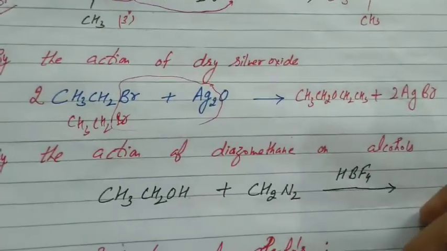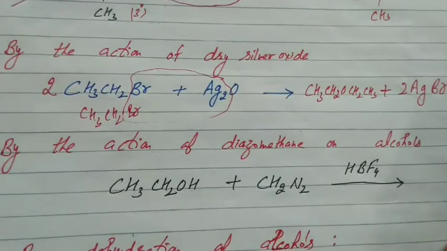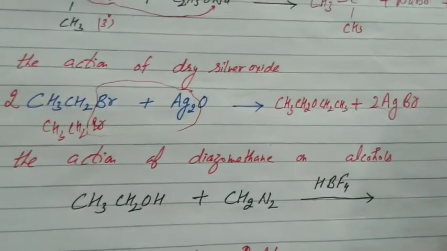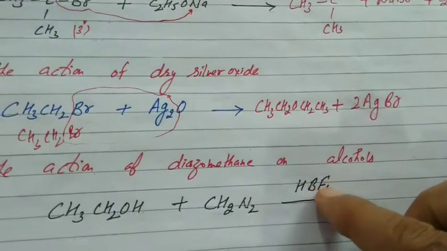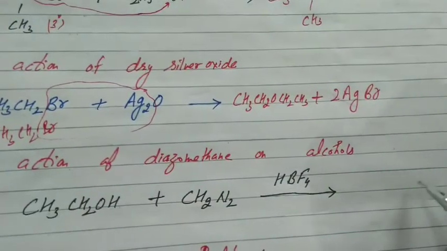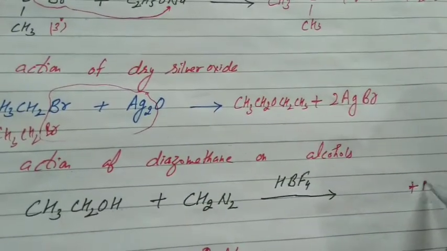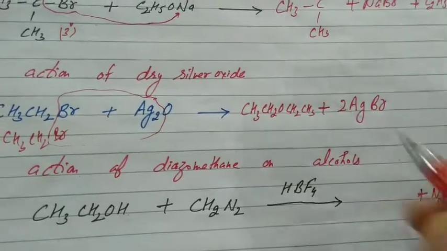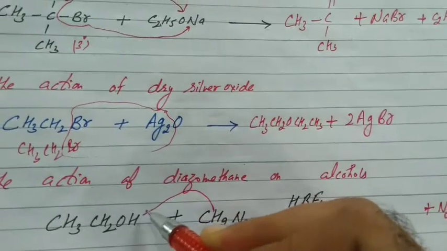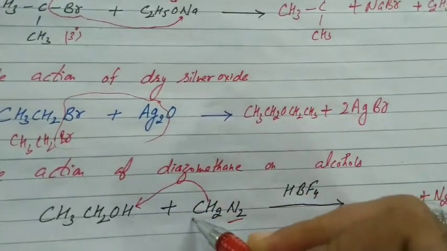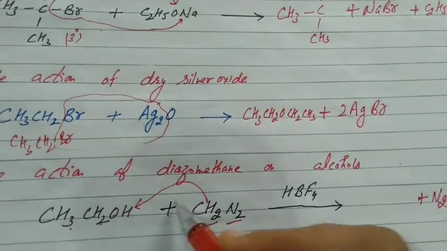Third one, by the action of diazomethane on alcohol. Students, upon treating alcohol with diazomethane in the presence of fluoroboric acid, what will happen? Nitrogen escapes. From diazomethane, nitrogen escapes and it forms a link with hydrogen atom of alcohol, that is CH3CH2OCH3.